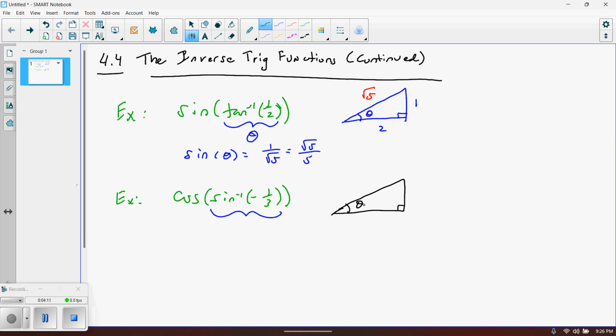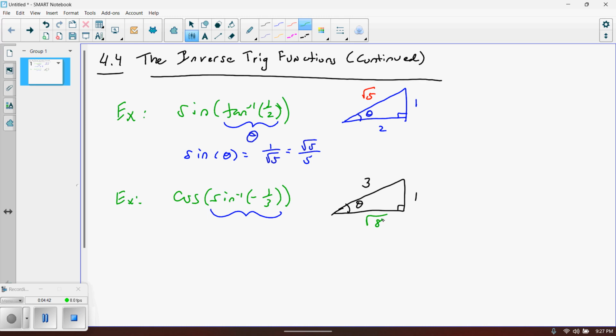So this is still going to be my theta. Sine, once again, we know is opposite over hypotenuse. And so we're going to ultimately need that missing side because cosine requires the adjacent. So in this case, it's going to be 3 squared, which is 9, minus 1 squared, which is going to give us 8, and then you take the square root. So the missing piece is the square root of 8. That's the adjacent side.